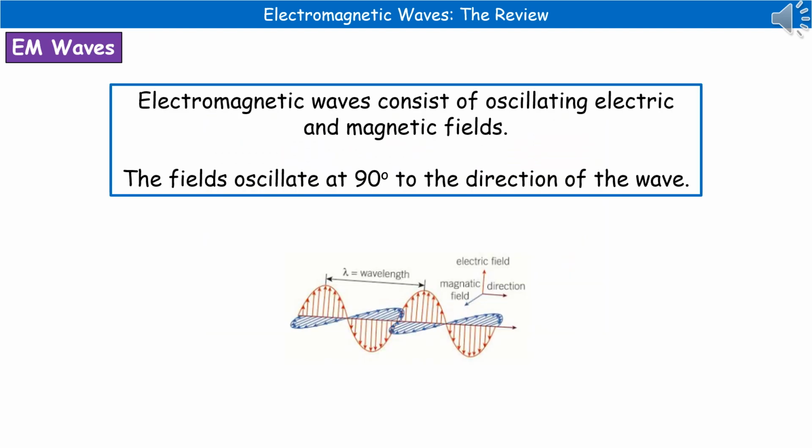When we're talking about an electromagnetic wave, what we actually have is an oscillating electric and magnetic field. So these two fields are oscillating at 90 degrees to the direction of the wave. So if you have a little look at the diagram at the bottom there, you can see the red ones, those are the electric fields going up and down if you like. And then the blue ones, which are coming out of the screen and into the screen, are the magnetic field because the wave is going from left to right. So you've got your oscillating electric and magnetic fields there, going in and out, up and down, and they're always at 90 degrees to the direction of that wave.